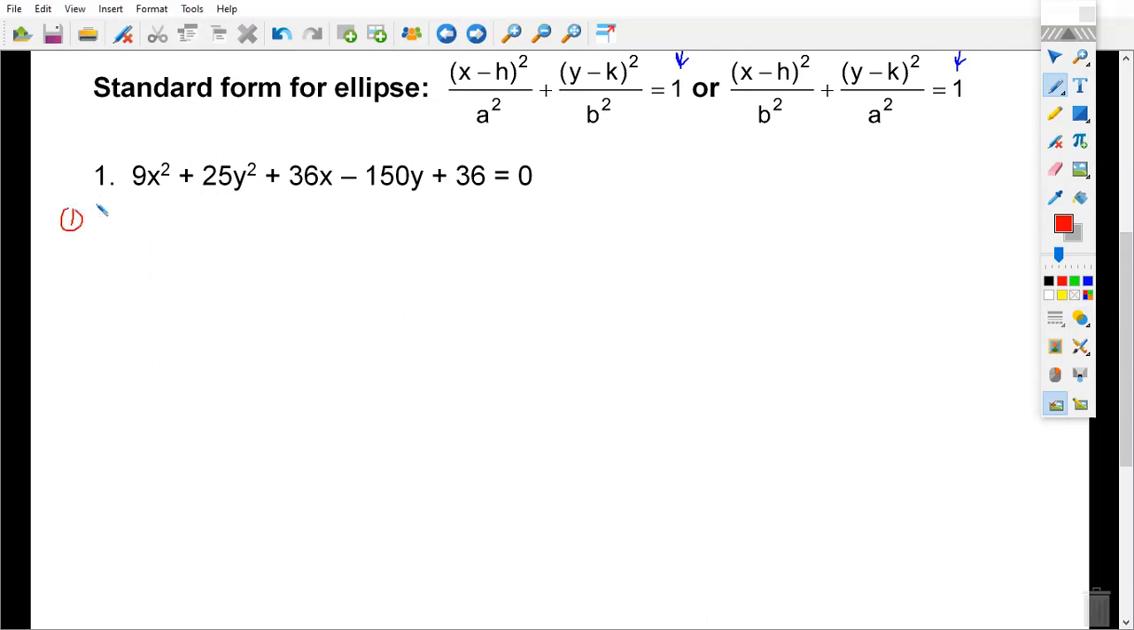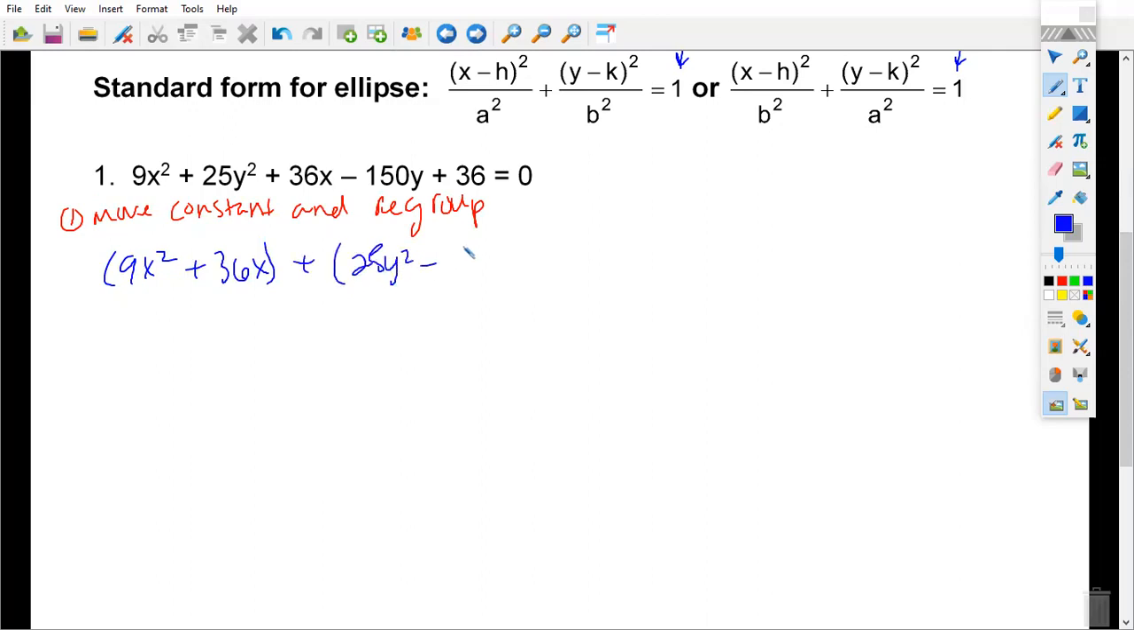So step 1 is to move your constant and regroup. We're going to remove the constant and regroup. That's going to be 9x squared plus 36x plus 25y squared minus 150y. And I'm moving a positive, so it's going to become a negative 36. How do you feel about step 1?